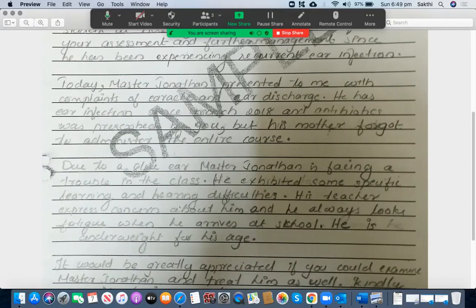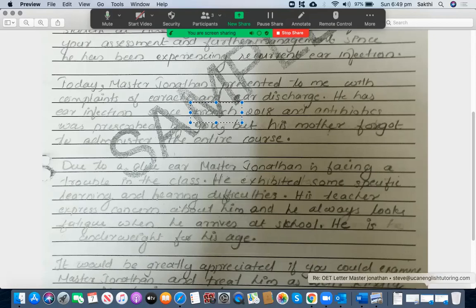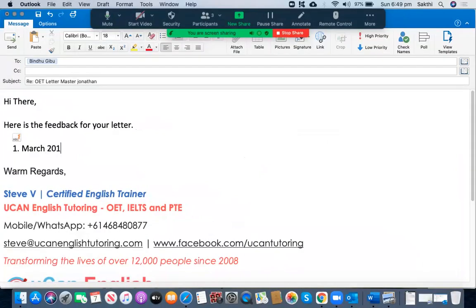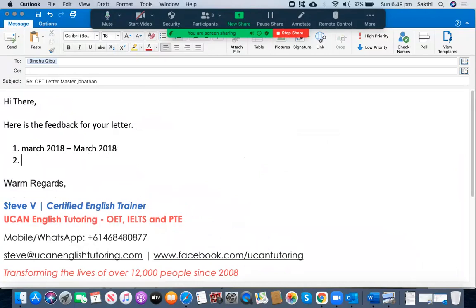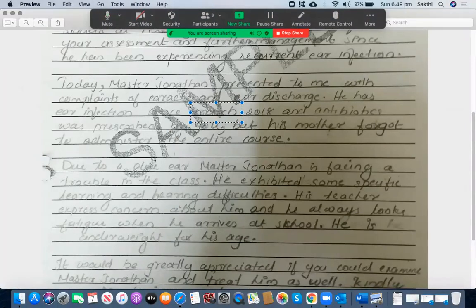He has had an ear infection since March 2018. So in this case, it's not a small m. You have to write March with a capital letter, don't write it like this. The way you have written it sounds like a small letter. You have written a small letter only. For all the months, you have to use capital letters only, wherever you write.